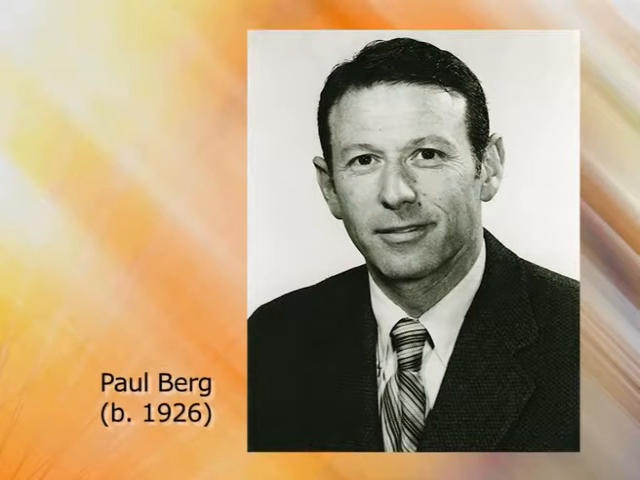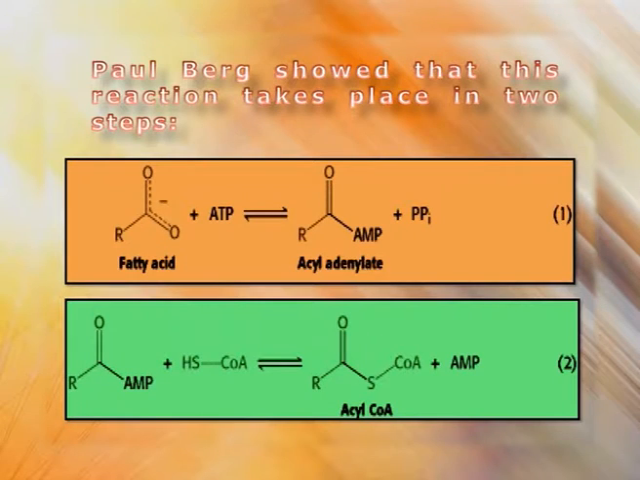Paul Berg further elucidated this pathway into 2 steps. First of all, as can be shown in this slide, the fatty acid reacts with an ATP molecule to produce fatty acyl adenylate and PPi. Next, this fatty acyl adenylate combines with the coenzyme A to produce acyl-CoA and AMP.